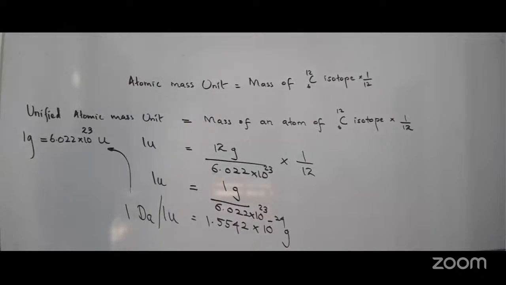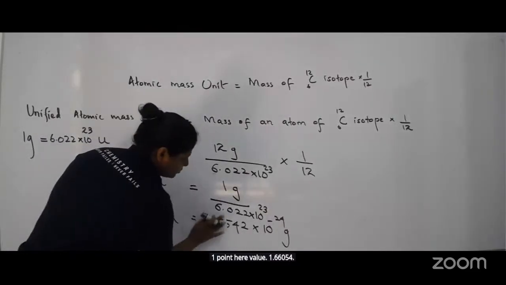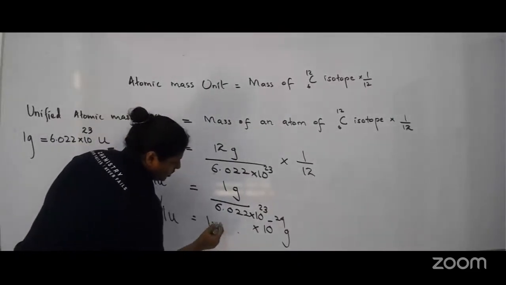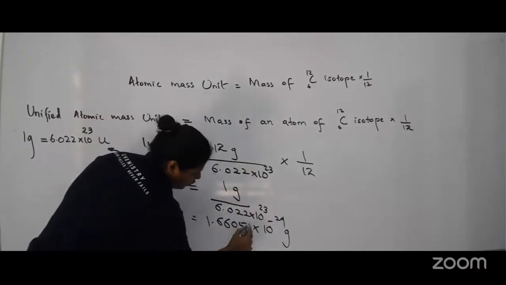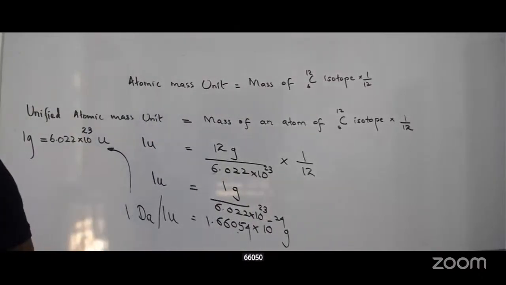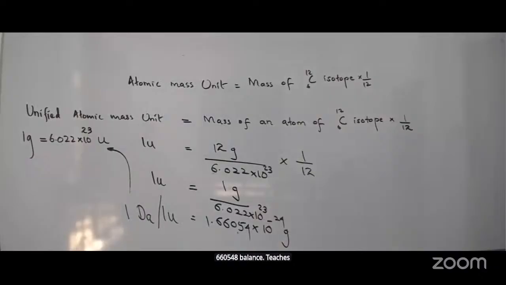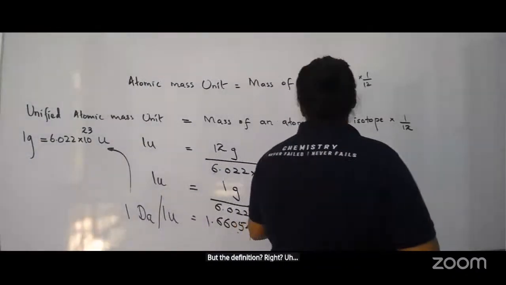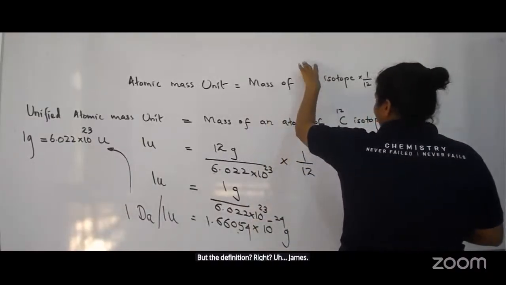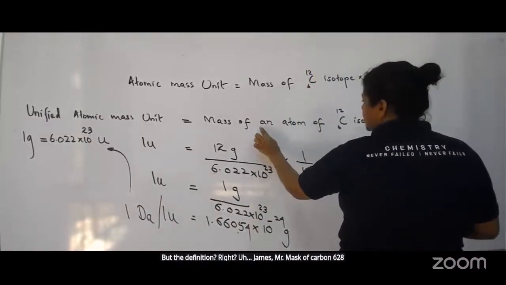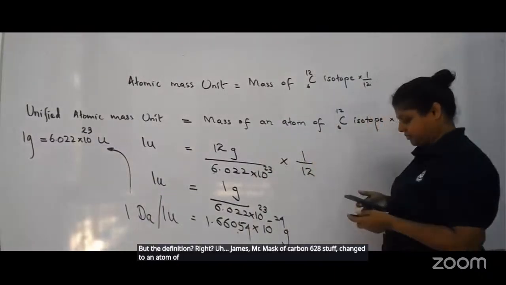The value is 1.66054, in kilograms. Is there a difference between atomic mass unit and the unified unit? No, it is the same. But the definition changes: instead of the mass of carbon-12 isotope, it becomes the mass of an atom of the carbon-12 isotope.